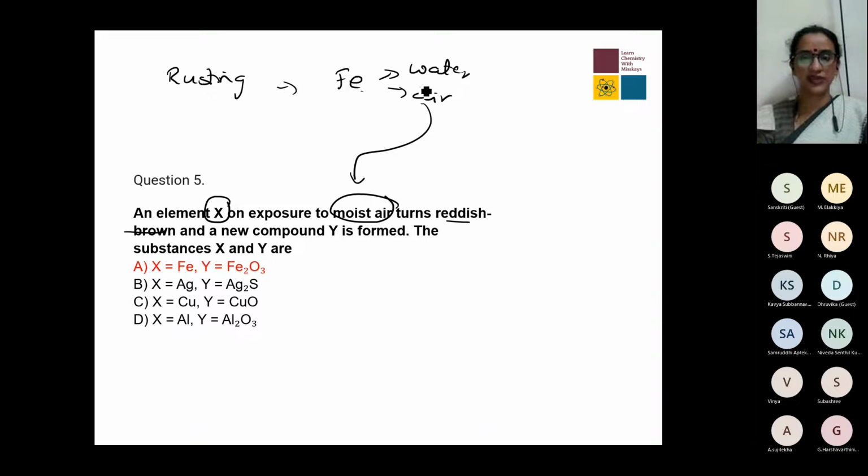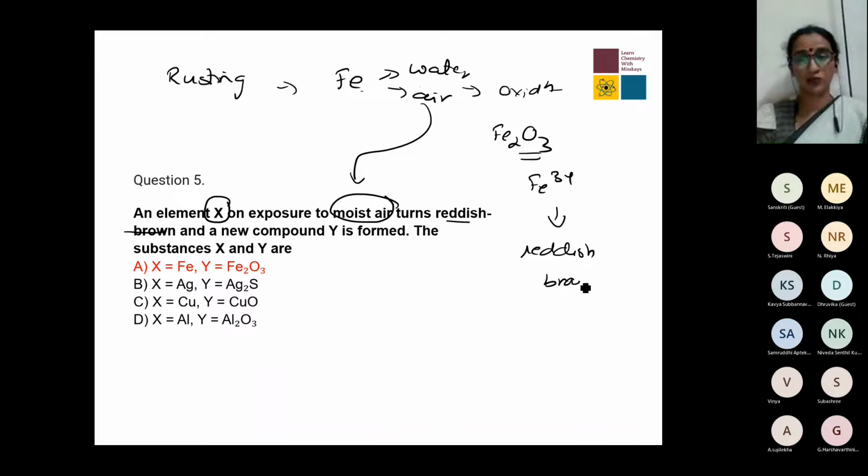This, when it combines together, undergoes oxidation, which is basically rusting. And on oxidation, it forms a compound, which is Fe2O3. This is our rust. Now, I already told you that when a compound has Fe3+ ions in it, it will be reddish brown. We just spoke about that 2 slides ago, right? So the clue here is that, oh, I have a reddish brown substance, and that is my compound Y. So Y is reddish brown.